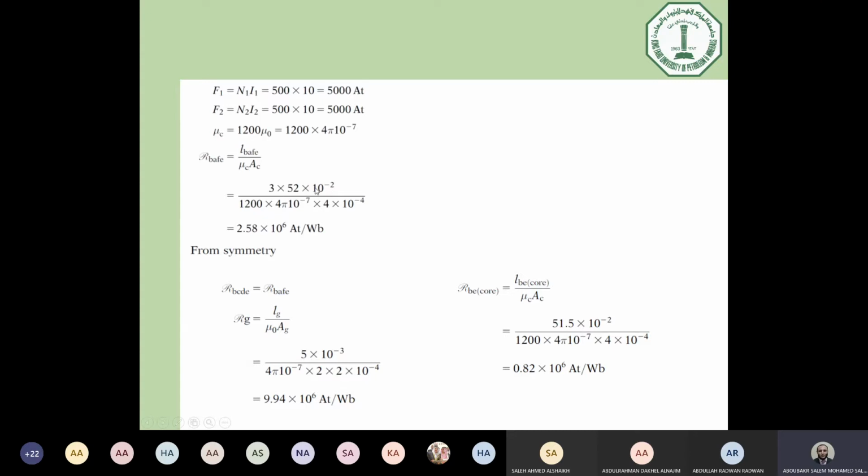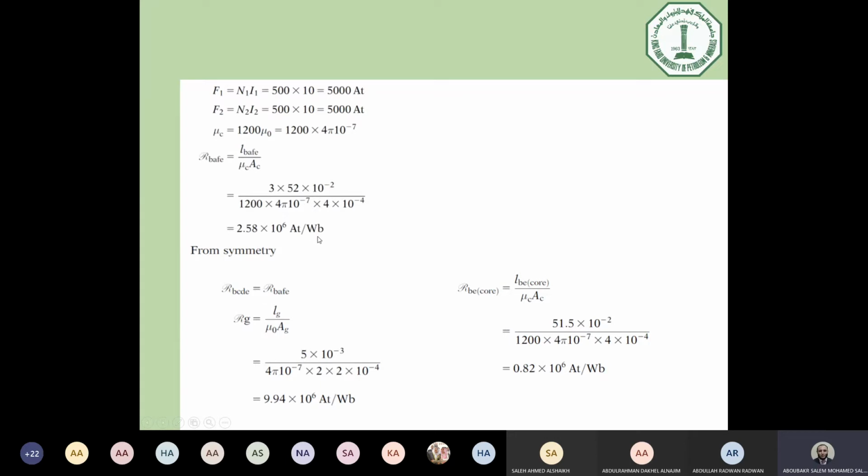Of course, we have to multiply by 10 to power minus 2 to convert centimeters to meters. And mu core is equal to mu node multiplied by mu r. Mu r, it's stated here, is 1200, and mu node is the constant 4 pi multiplied by 10 to power minus 7, multiplied by the area. We could see that the area is 4 centimeters square, so to convert to square meters, we have to multiply by 10 to power minus 4. So this is now the value of the reluctance, 2.58 multiplied by 10 to power 6 ampere turn per Weber.